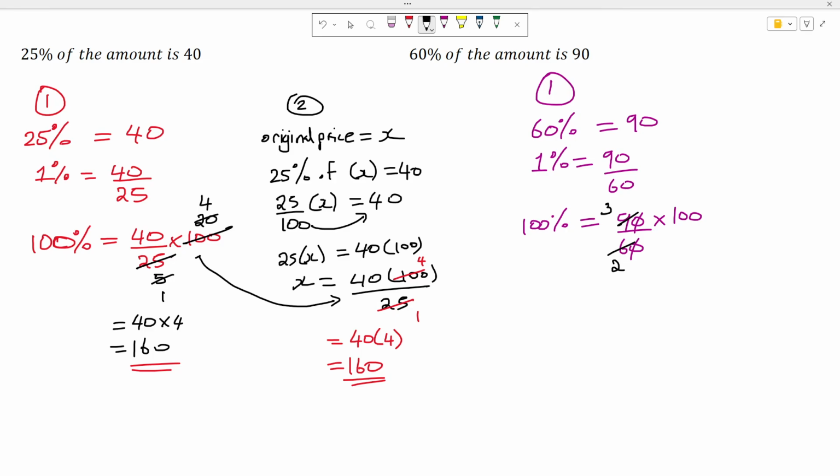After that, we see that 2 and 100 can simplify more. So 2 will change to 1 and 100 will change to 50. Therefore, what do we have left? We have 3 times 50, which is equal to 150. Therefore, the original price in this scenario is equal to 150.